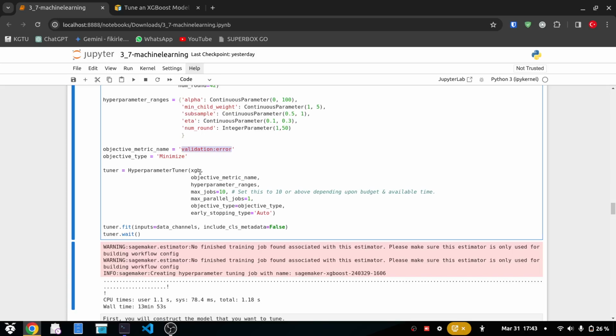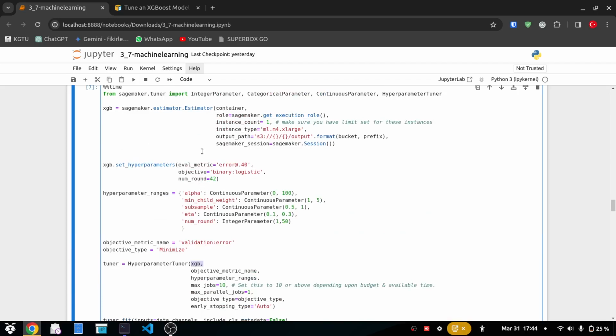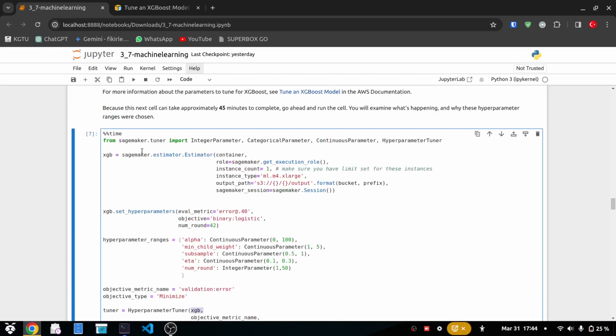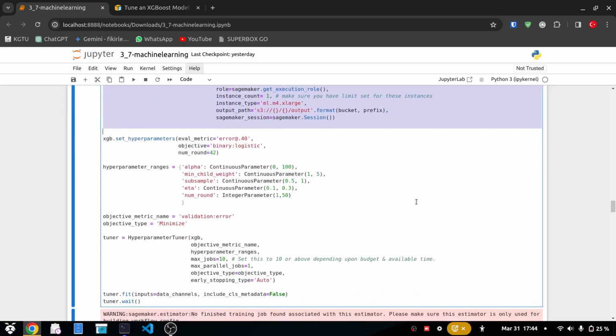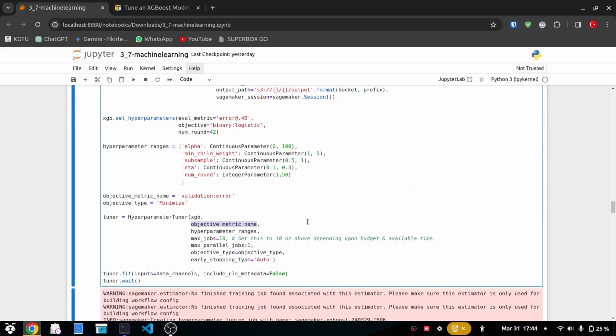Yes. This means the validation set's error, I guess. We are trying to minimize the error of our model's performance on the validation set. So we have a tuner objective, and here we have a hyperparameter tuner, and it's using our XGBoost estimator object. We have this defined in here, and it uses the objective metric name. This is the objective metric, and the hyperparameter ranges are defined in here.